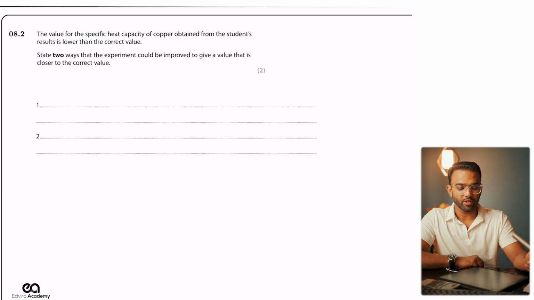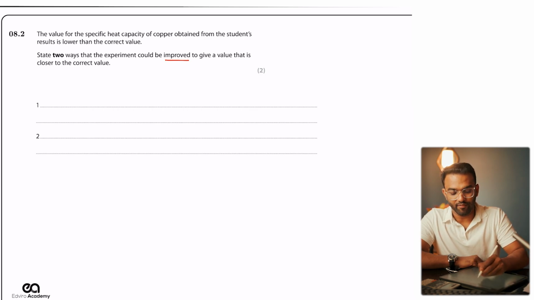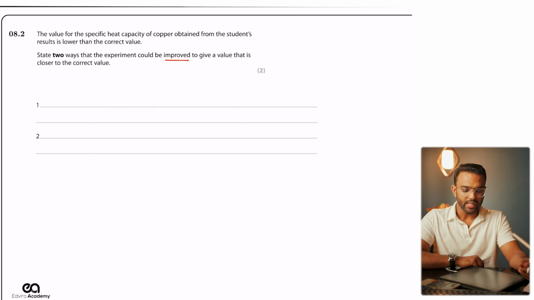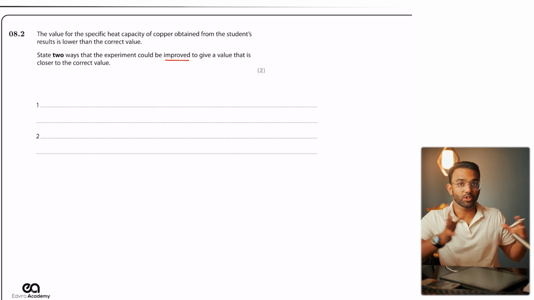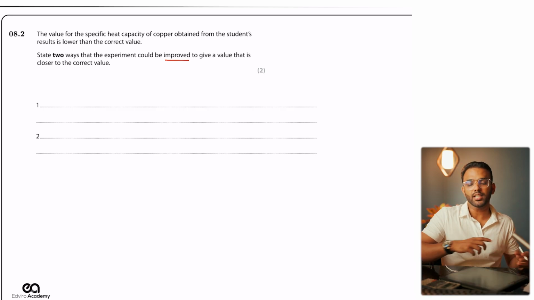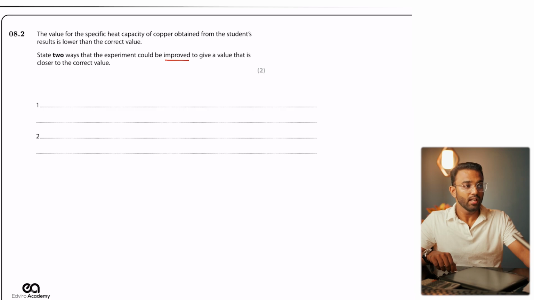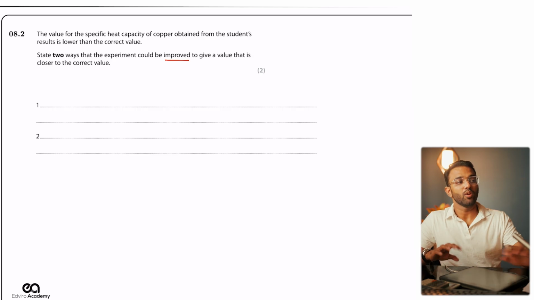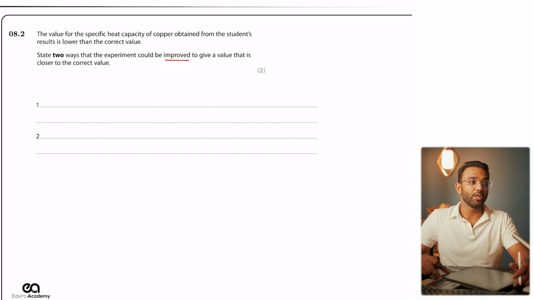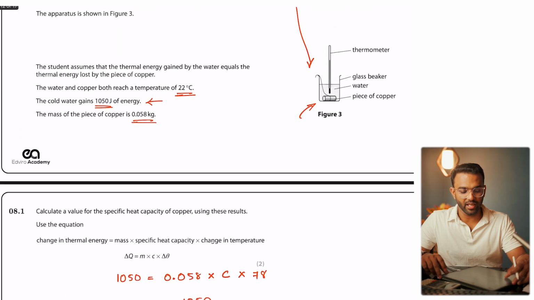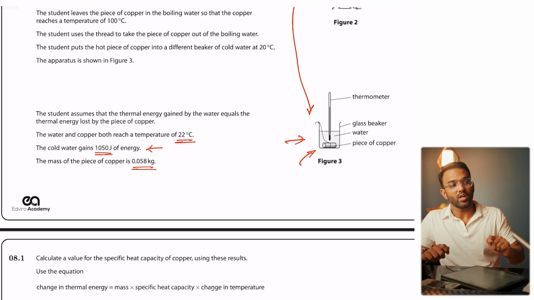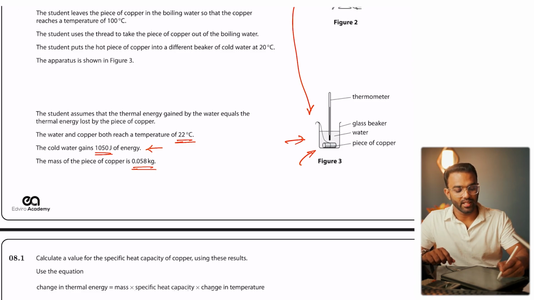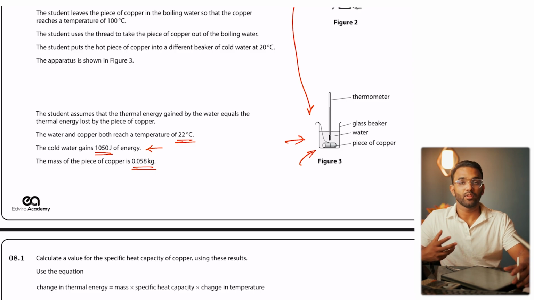State two ways the experiment could be improved to give a value that is closer to the correct value. You see, we want to make sure the amount of energy that is lost by the copper is gained by the water, correct? There are quite a lot of ideas. Reduce heat loss from water by using insulated beakers. So you see this beaker here, we could use an insulated beaker. We could also use a stirrer to make sure the energy is efficiently transferred throughout the water.